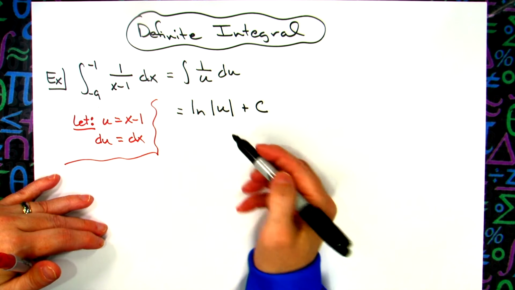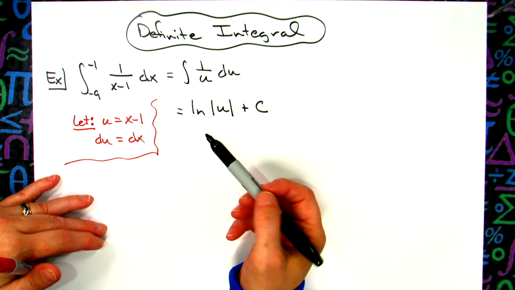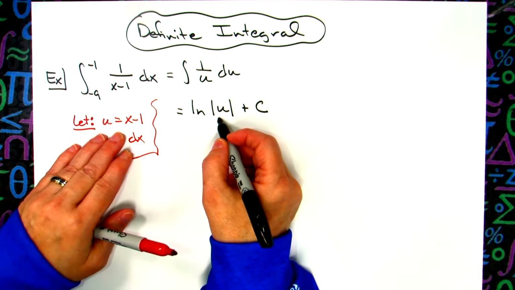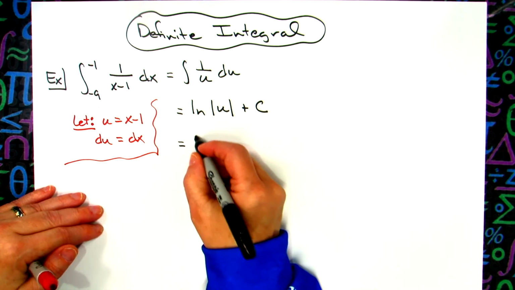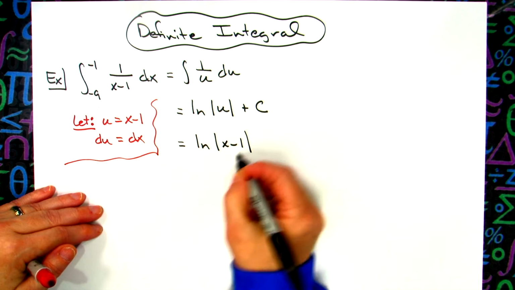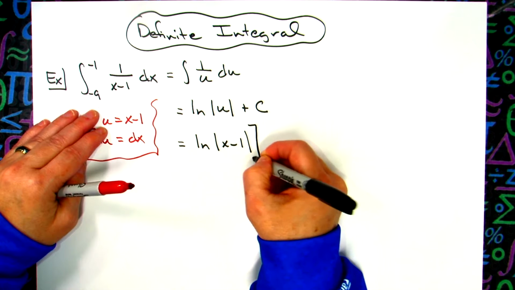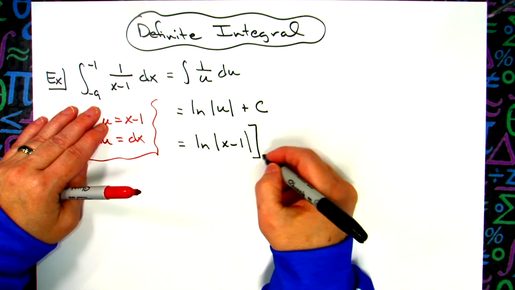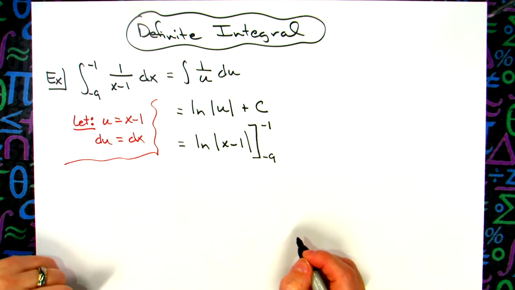Okay, now I want to get back in terms of x so that I can evaluate this integral. Okay, so I'm going to put the x minus 1 back in for u. So I'll have natural log absolute value x minus 1. All right, now I'm back in terms of x here. So then I can say, okay, I'm going to reintroduce my limits of integration for x, put those on there so that I can evaluate this.